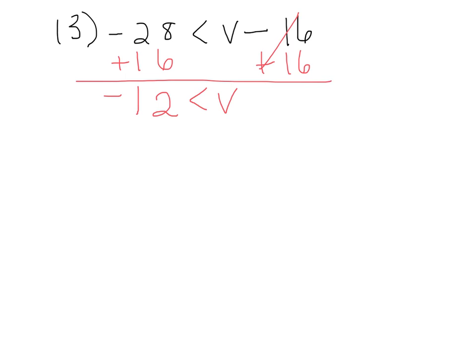Now remember, we're going to write our answers where the variable comes first. So we simply flip everything. V, and then the opening should still point to the V, just like it does in the answer that we solved where we have negative 12 is less than V. We're going to rewrite it as V is greater than negative 12. That'll help when we go to actually graph our answer.